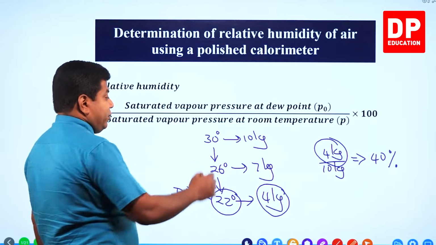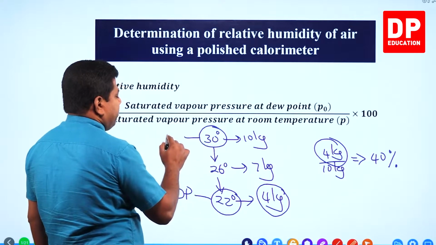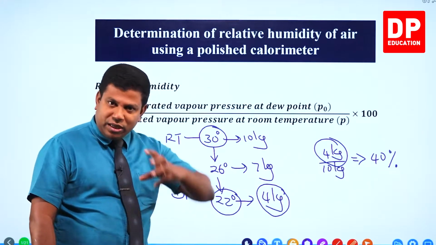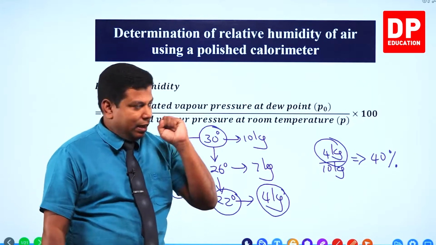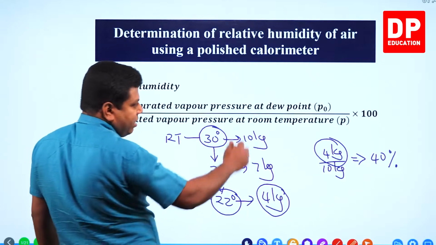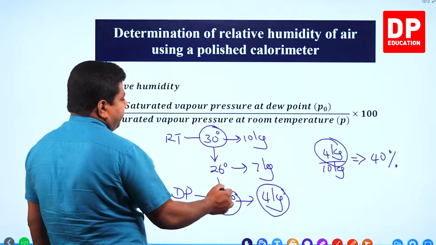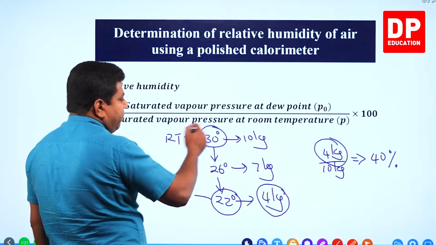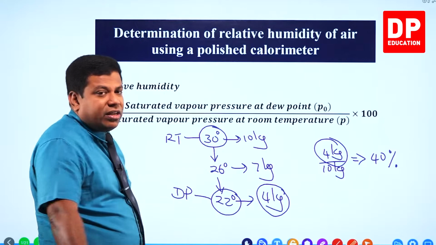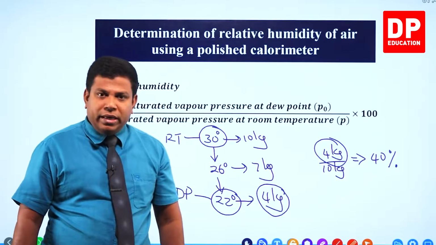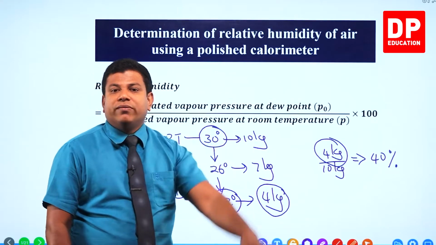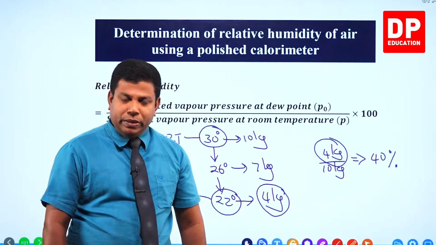But the room temperature was 30 degrees, right? This is the room temperature. Room temperature and dew point. Do you understand what is meant by dew point now? So what this formula says is, take the saturated vapor pressure at the dew point and the saturated vapor pressure at the room temperature, and get the ratio between those two. Multiply by 100, and that should give you the relative humidity.